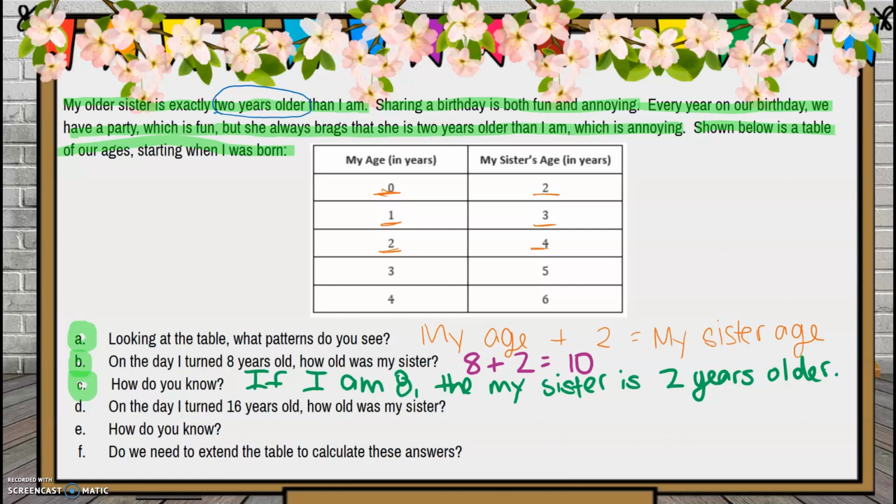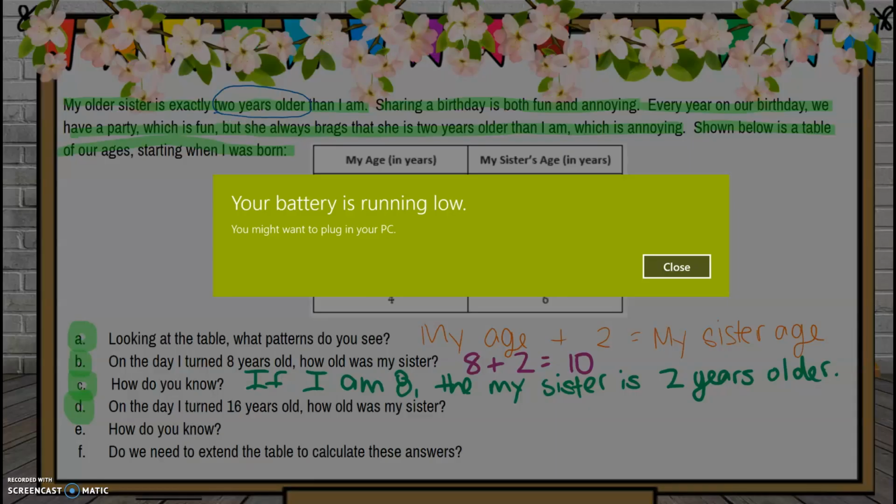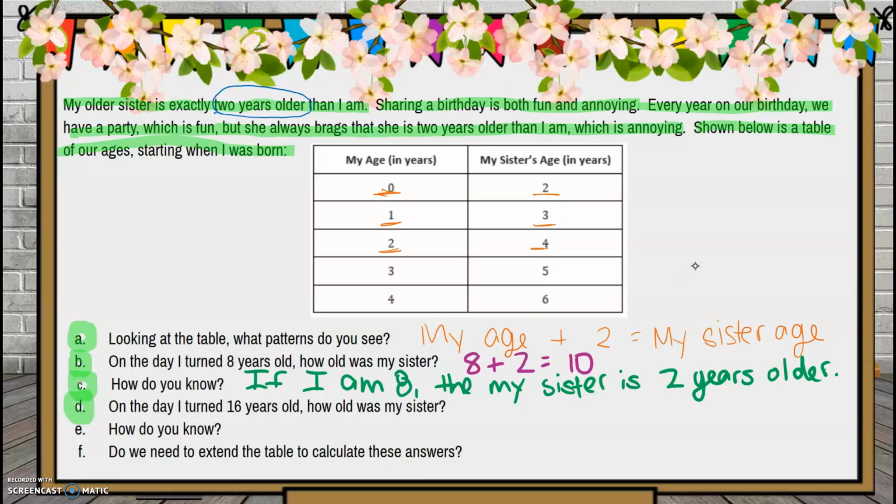So letter D says, on the day I turned 16, how old is my sister? So at this point, we can go ahead and write 16 plus 2 to find my sister's age, and she is 18 years old. How do we know? Letter E says, how do we know? That's going to be the same as above. She is always 2 years older.